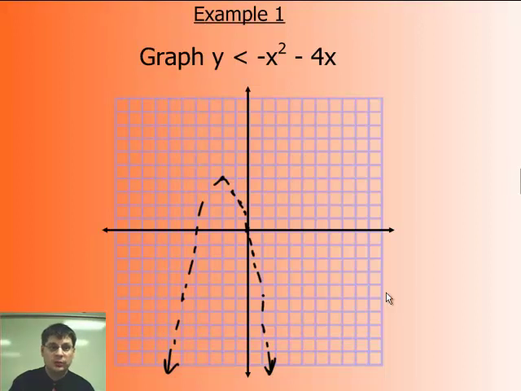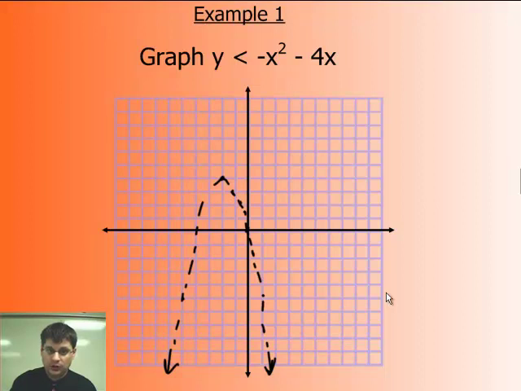In this lesson, we're going to be graphing and solving quadratic inequalities. Our first example is very basic. We're just going to be graphing a parabola from y is less than negative x squared minus 4x. I already went ahead and graphed that parabola, and now we just want to figure out how we're going to shade this. I used a dashed line because it's not inclusive.